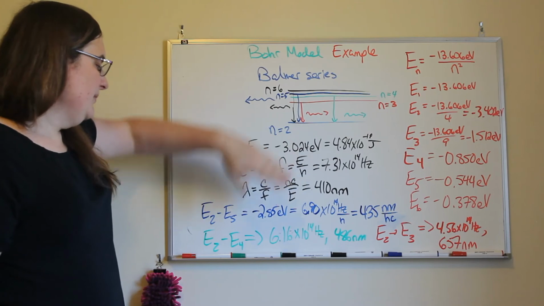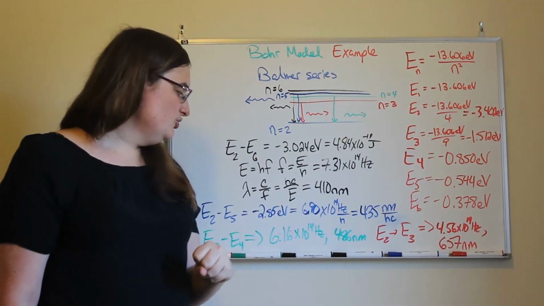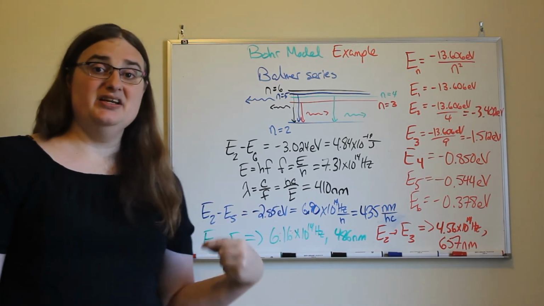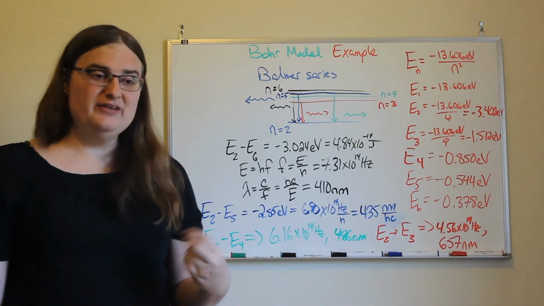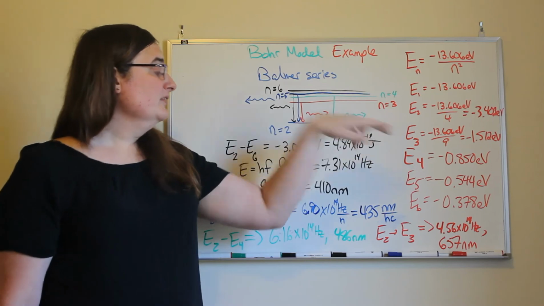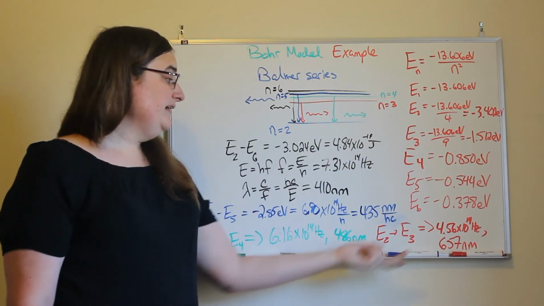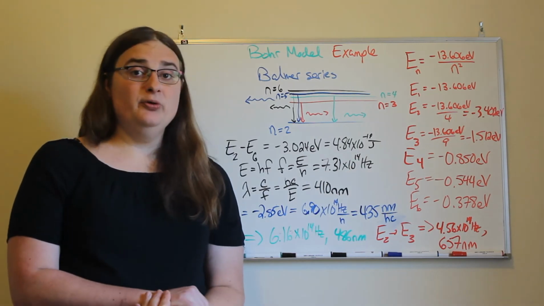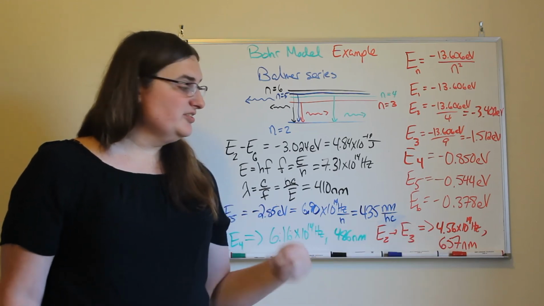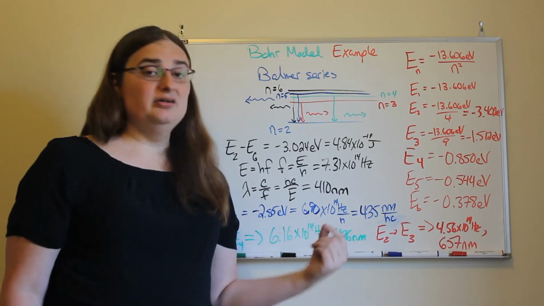Now as I keep working my way down, for n equals 4 to n equals 2, it translates into a frequency of 6.16 times 10 to the 14 hertz, which is a wavelength of about 486 nanometers. And the lowest line, n equals 3 to n equals 2, I get a frequency of 4.56 times 10 to the 14 hertz and a wavelength of about 657 nanometers, which is towards the low end of the red spectrum.